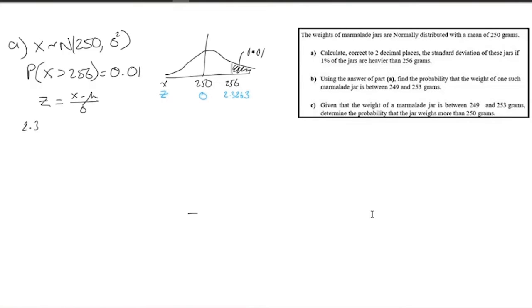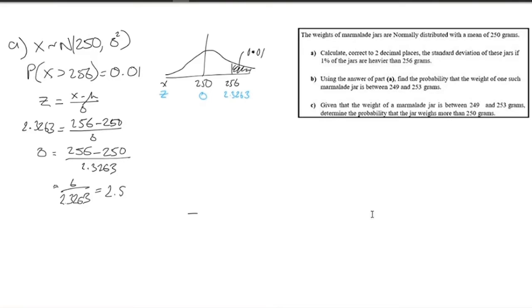So, just quoting the formula, z equals x minus mu over sigma. Substitute in everything that we know. We'll just do a little bit of rearranging here. I could simplify this. I hope you know straight away this is 6, but I'll do that on the next line. So 6 divided by 2.3263 should give me 2.5791. Okay, the question did ask for 2 decimal places, so that'll be 2.58.